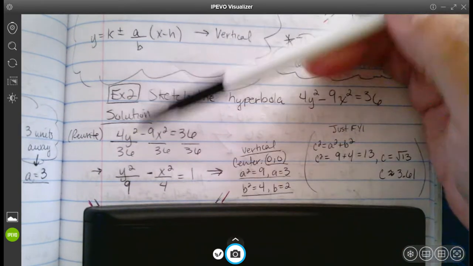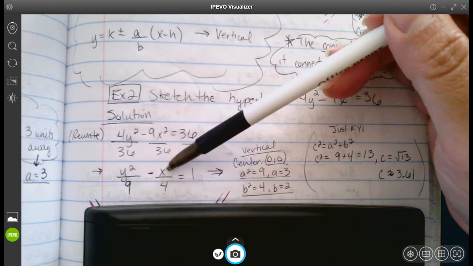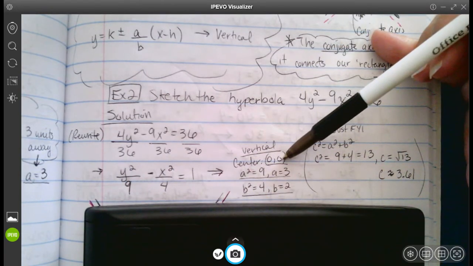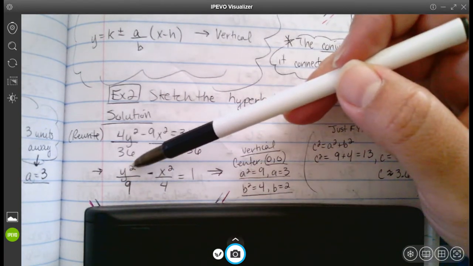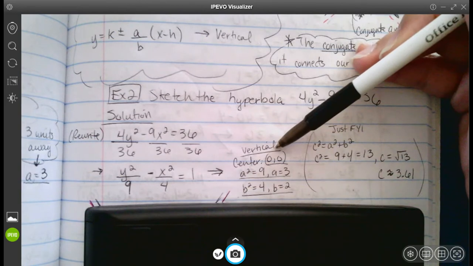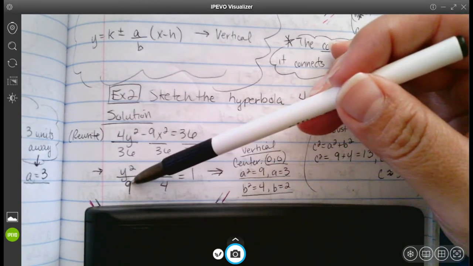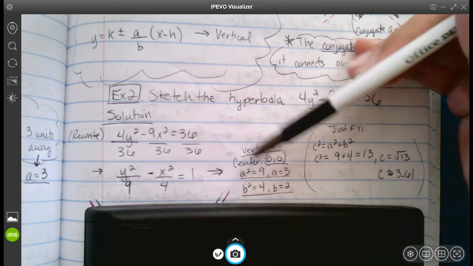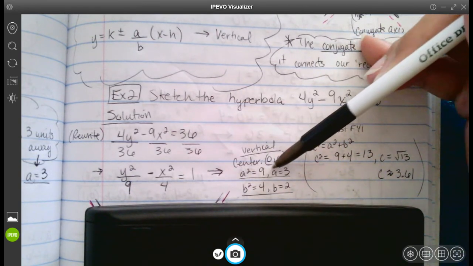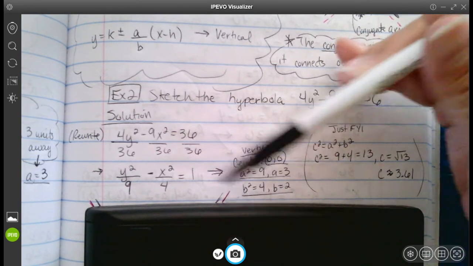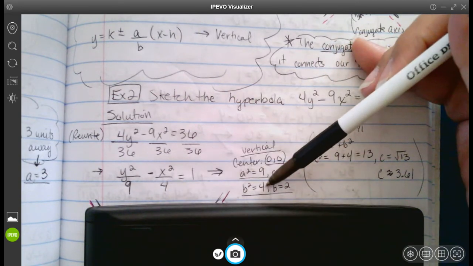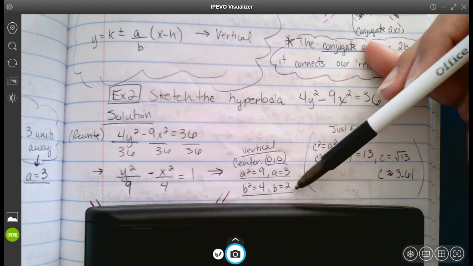Since we have no parentheses on the top, that tells me my center is (0, 0). Since my y is first, that tells me this is a vertical hyperbola. I have a squared underneath the first term, so a squared is 9, which means that a is equal to 3. B squared is the second one, so b squared is 4, which means that b is equal to 2.